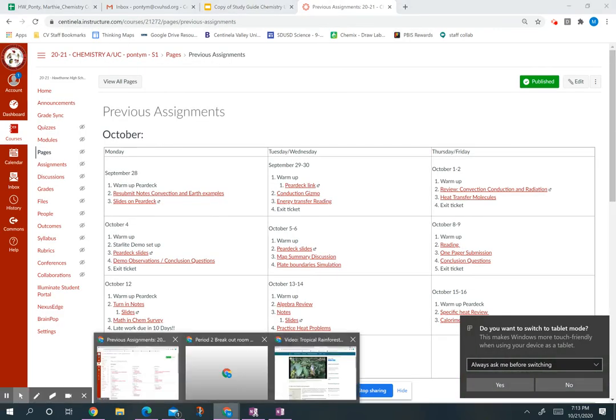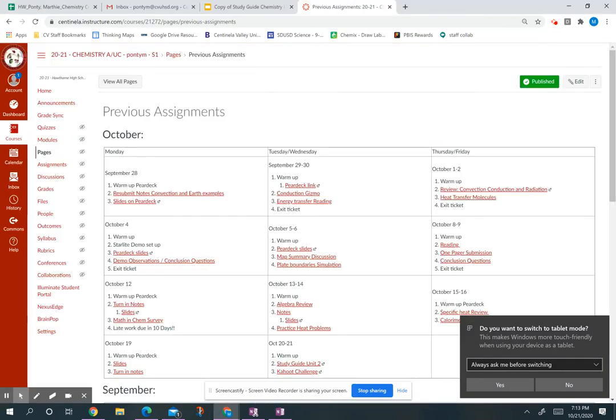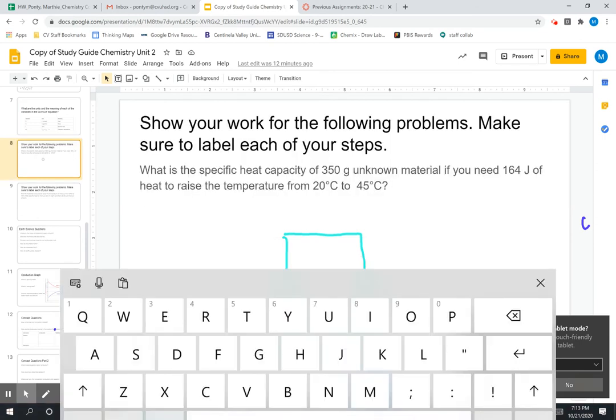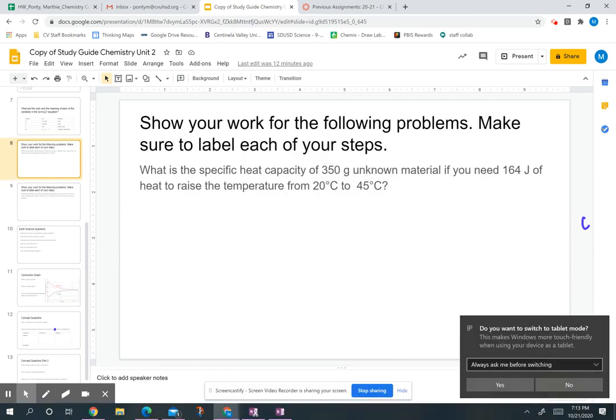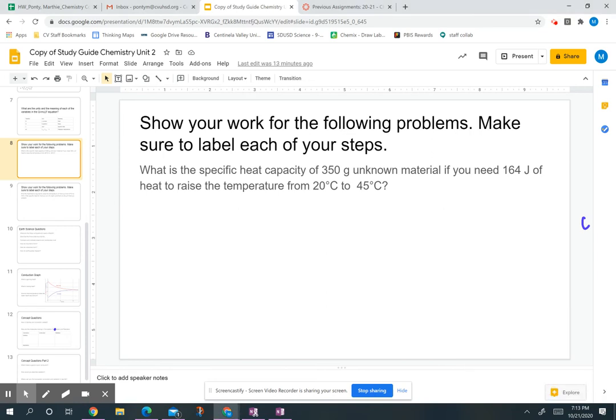So we are going to get started with our next problem. Oh, I just moved over a tab. It's all good. Okay, so next thing that we're going to do is get started with this problem. And we are going to look at this.